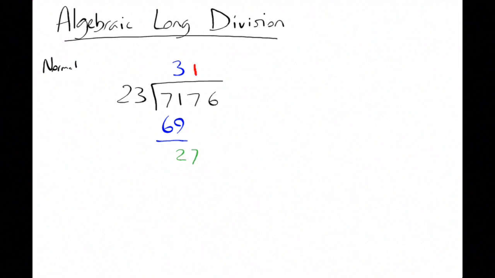Here we've got 1. Again, one lot of 23 is just 23. And we'll do the 27 take away the 23, gives us the 4. It's not really a 4 though, because it's in the tens column. It's really a 40. So we'll pull down the 6 and we'll have a look at how many 23s there are in 46. This is nice, there's 2. 2 times 23 is 46. So take them away, you've got no remainder there. So 7176 divided by 23 is exactly 312.